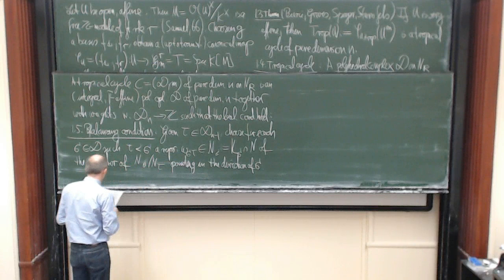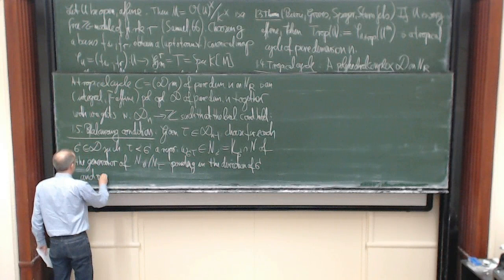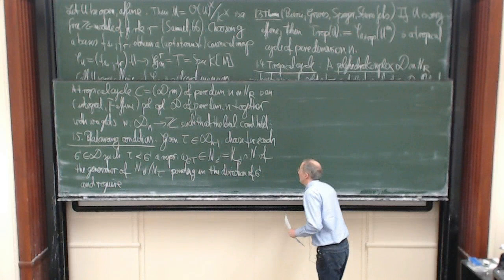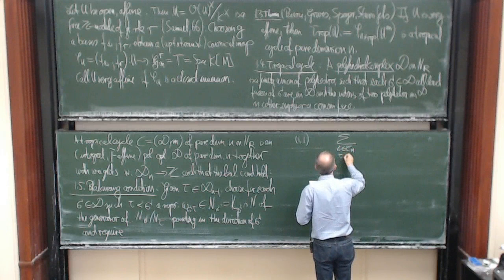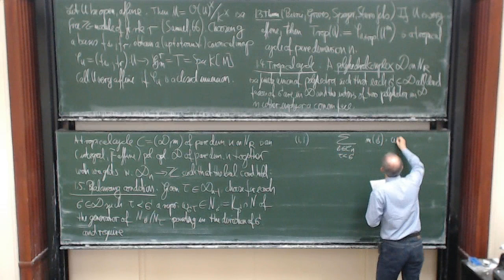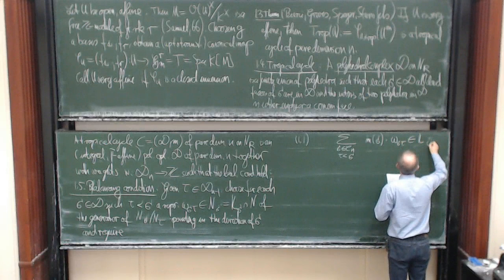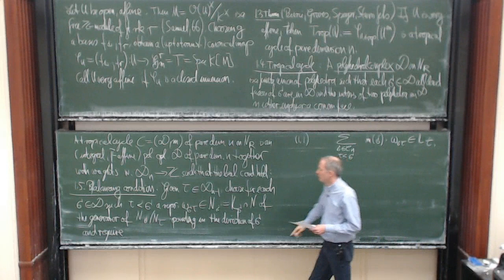And so with these choices, you then require what is called the balancing condition. This is here 1.1. The sum over all sigma in C_n such that the given tau is a face of sigma, of the weight of sigma times this vector here, is an element in L_tau. And the fact that this condition is satisfied does not depend on the choice of your representatives here.